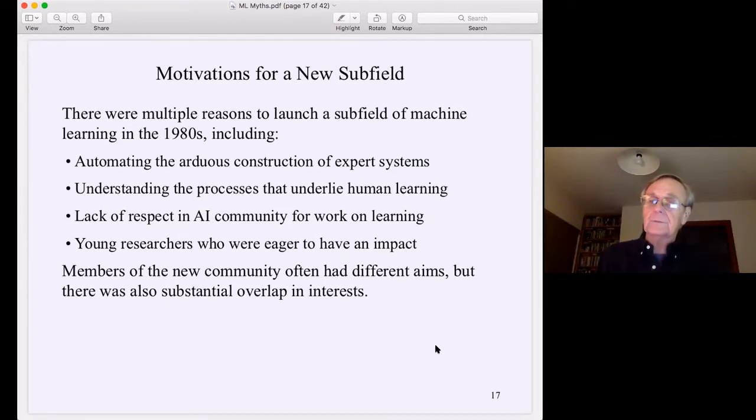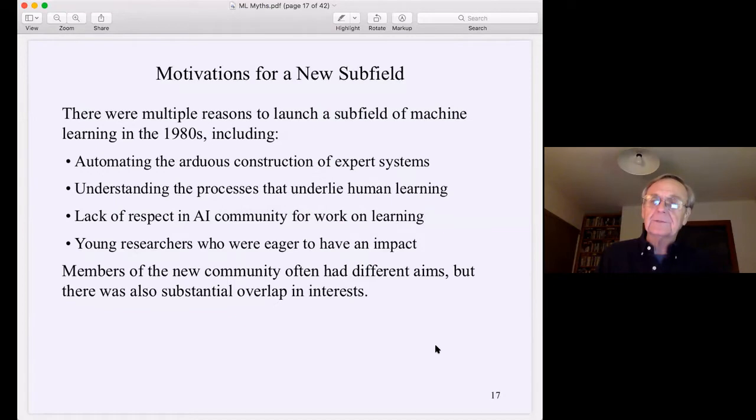John Anderson was very well known and respected in the area, and others. And some of us wanted to use computational methods to understand the processes behind human learning. And that was part of the movement. There were other political things. We were having trouble getting our papers published because the established AI community didn't really think the kind of stuff we were doing was interesting or appropriate or whatever. Plus, some of us were young Turks. We wanted to get our name up in lights.